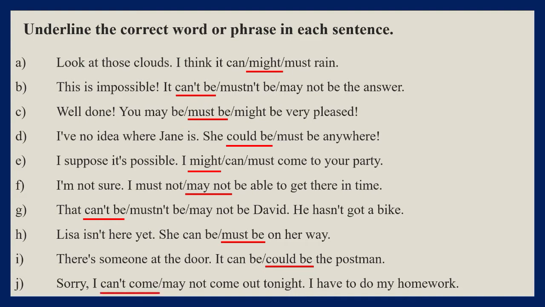Sorry, I can't come out tonight. I have to do my homework. In here we are expressing ability. It means we are not able to come out tonight.